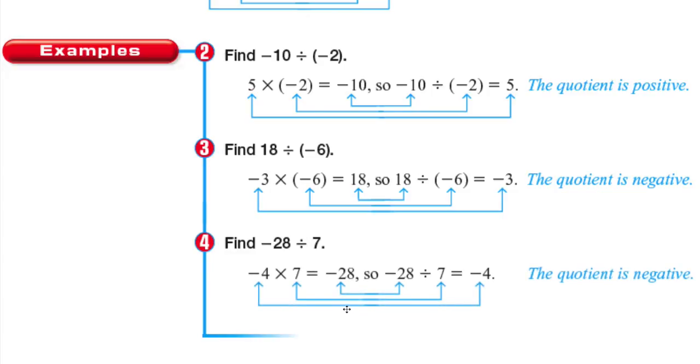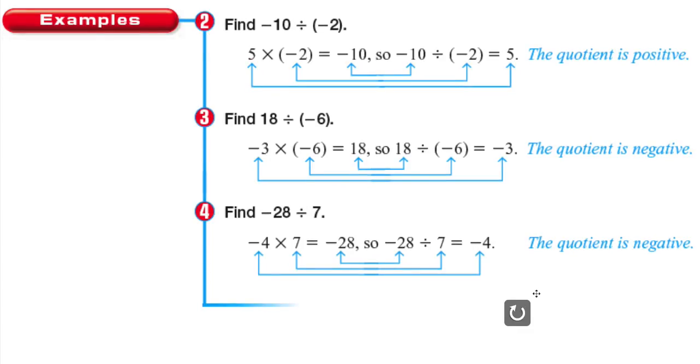And example number 4, negative 28 divided by 7. We know for a fact that negative 4 times 7, a negative times a positive, will give us a negative, which is negative 28. So we use that information to get the quotient. We have negative 28 divided by 7. The missing number is negative 4. So the quotient is negative.